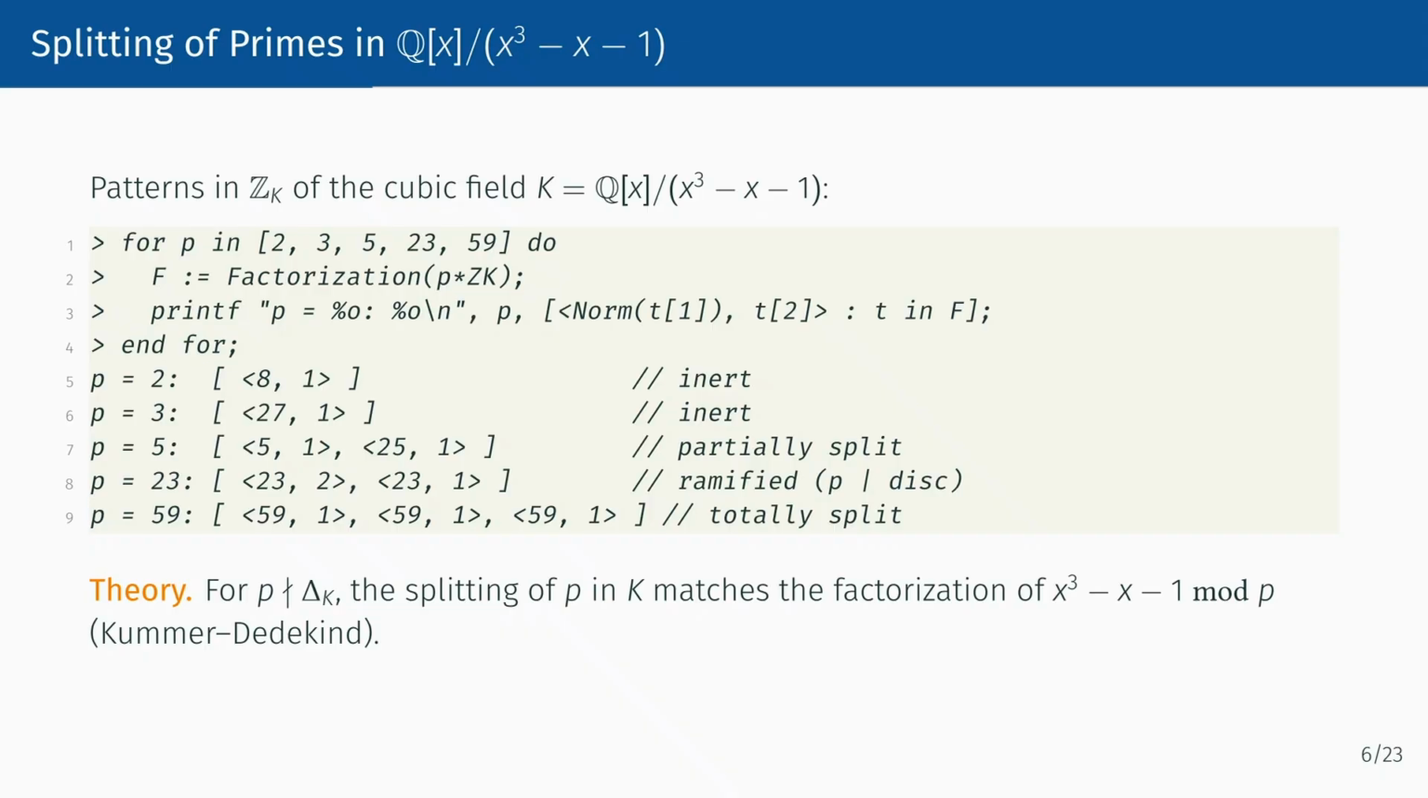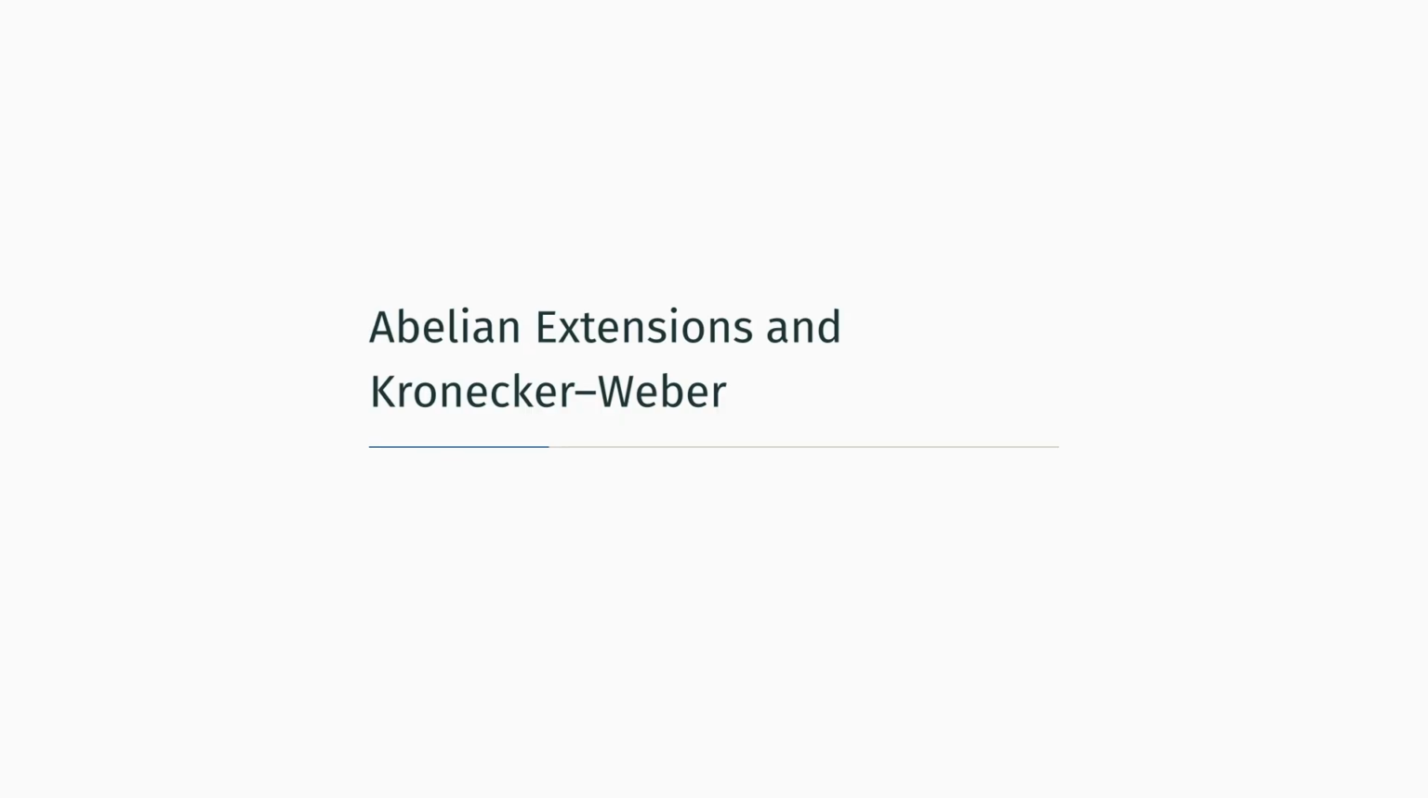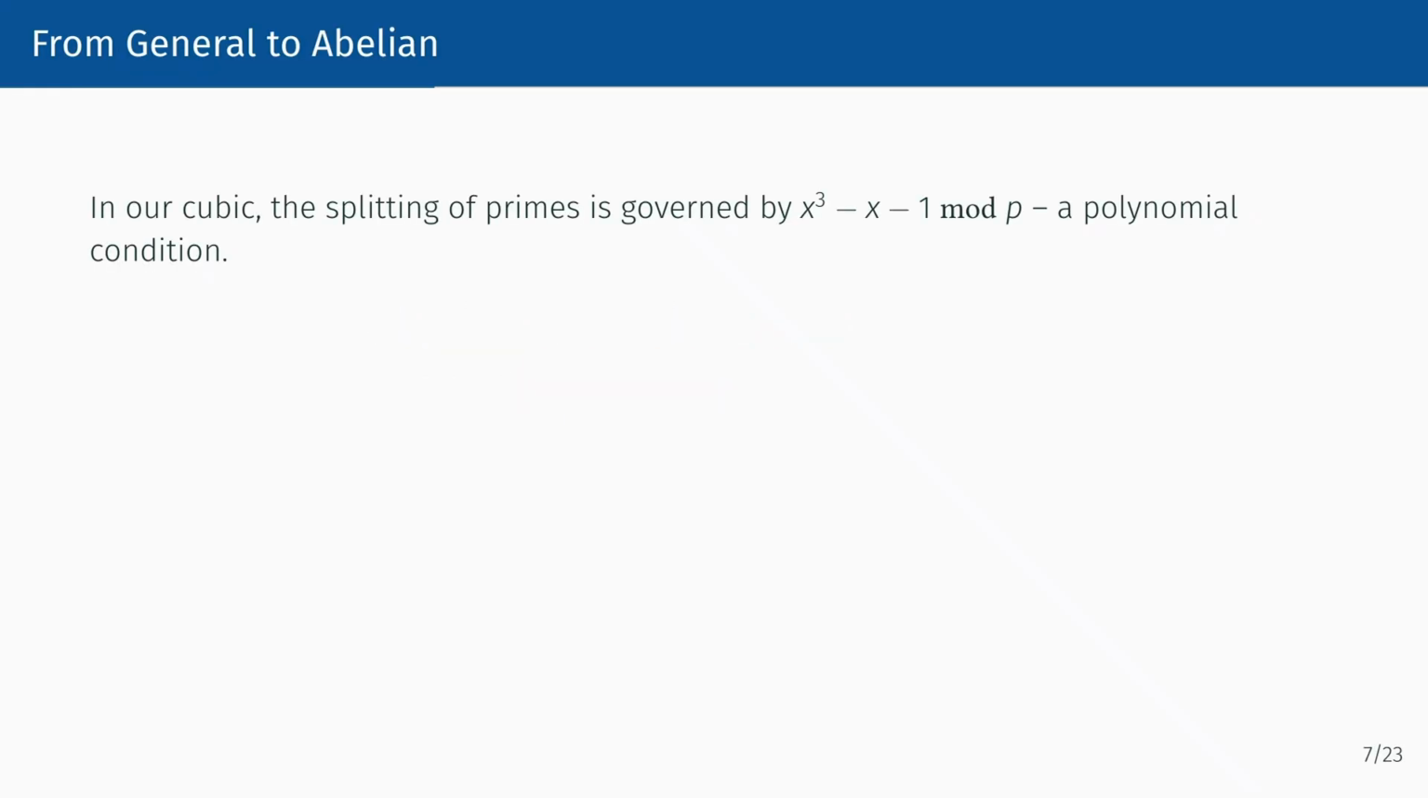And by doing some math, one can see that this splitting of primes in a number field relates to how this polynomial actually splits when you reduce it modulo p, at least for primes not dividing the discriminant. Okay, so we can do all these things computationally. How does it relate to abelian extensions, which is the topic of your other mini course? So in our cubic example, we saw that this splitting of primes is governed by how this polynomial x cubed minus x minus 1 splits when you reduce it modulo a prime.